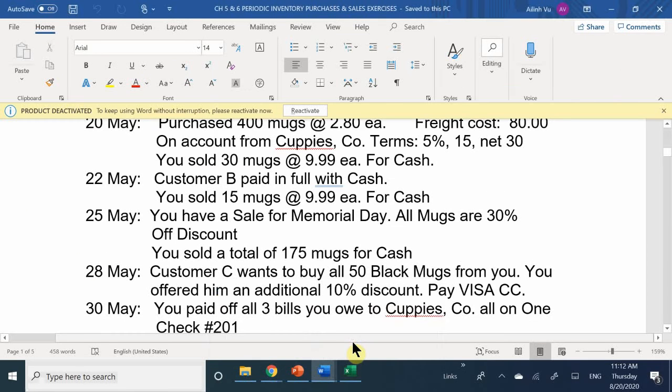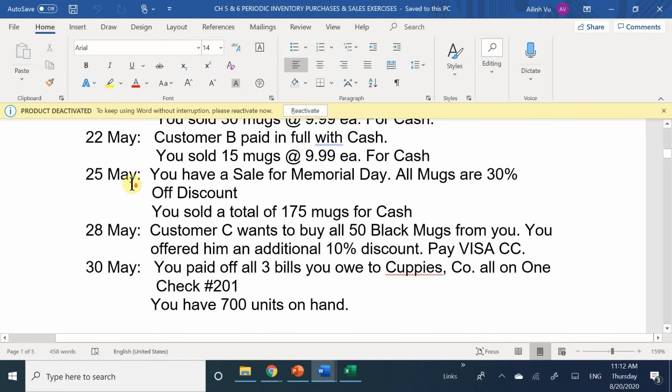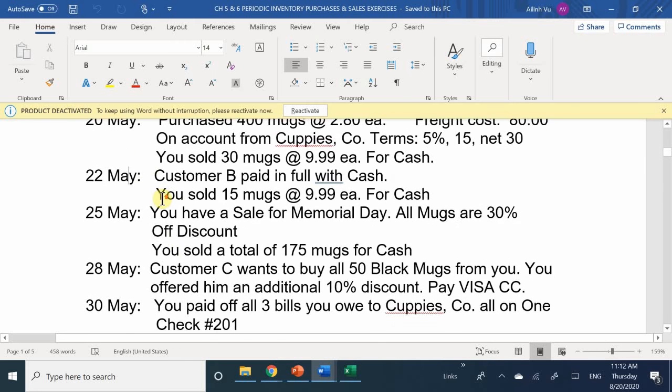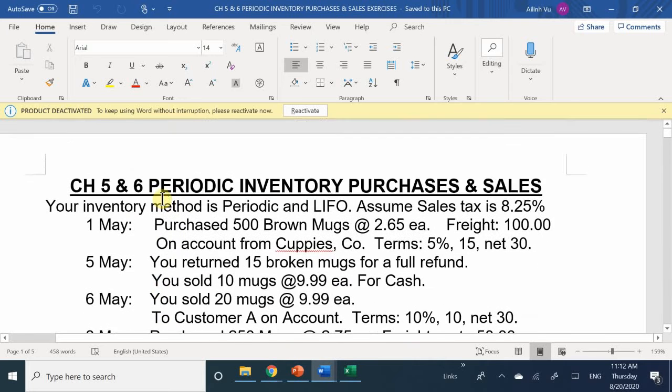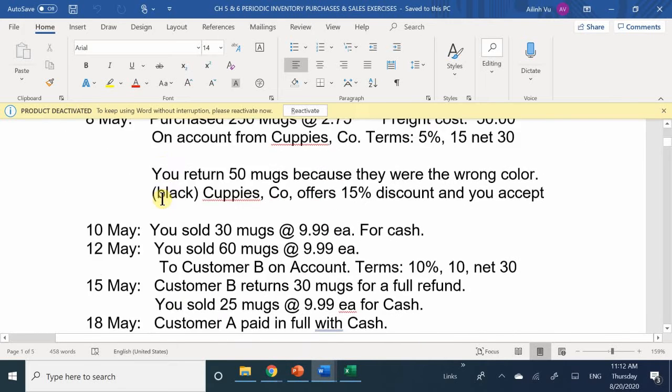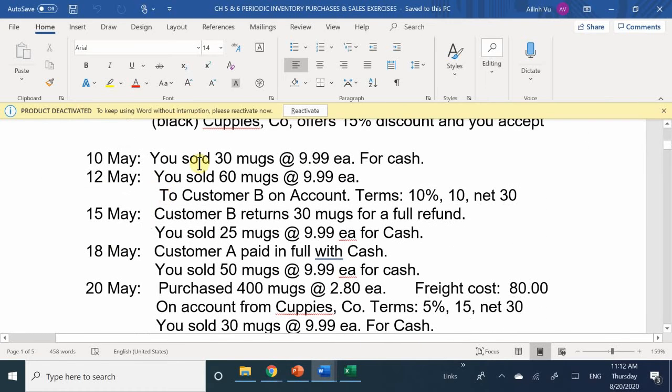All right. So we have a few more transactions left to go, and we're still good on time. So number 20. On May 22nd, customer B pays in full with cash. Okay. So let's look at the scenario. When did customer B make a purchase? 512. 512. Okay, so customer B made a purchase there.